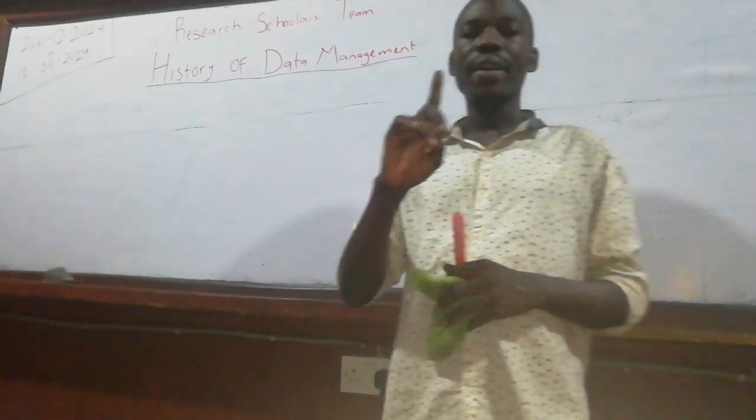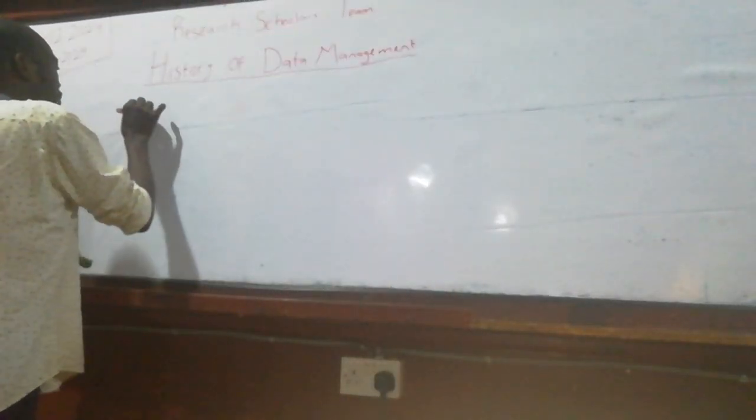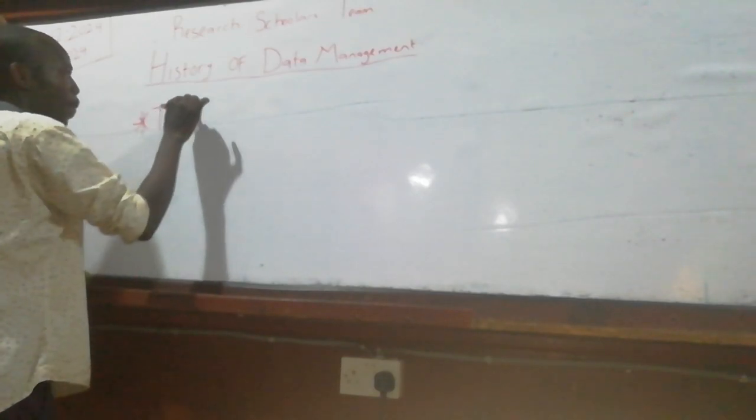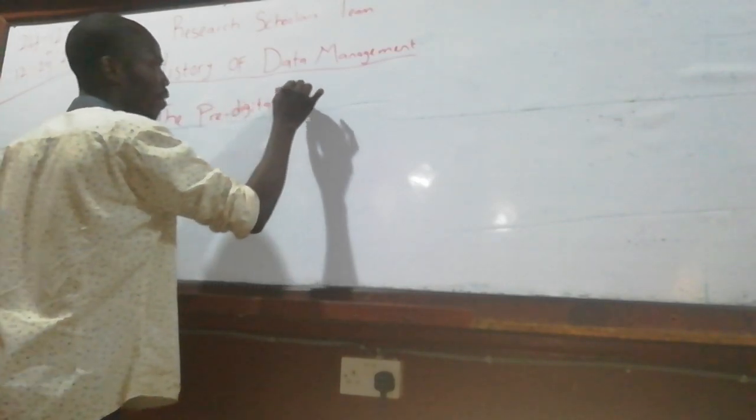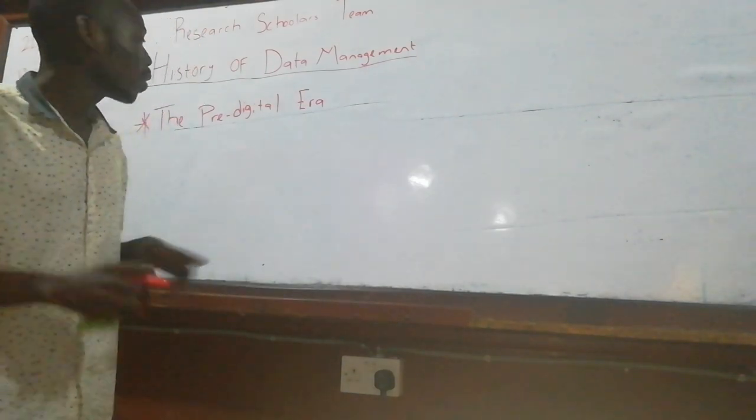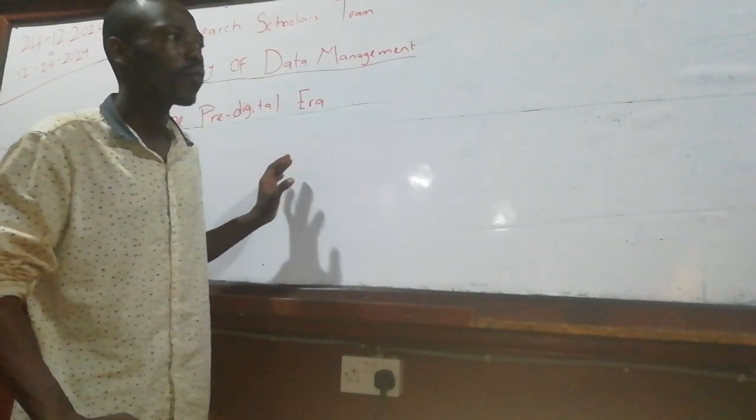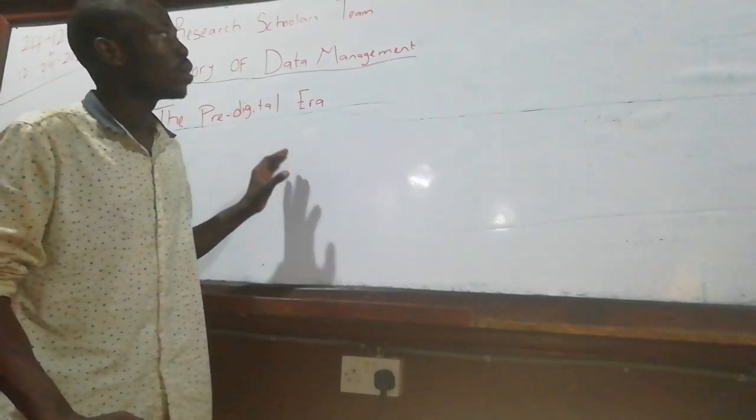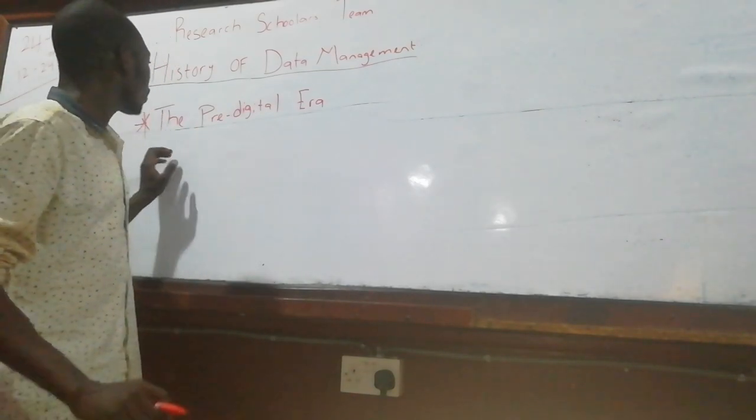So now, that takes us into what we refer to as eras of data management. And the first era is the pre-digital era. So what we are trying to say here is that before the world got digitalized, before the existence of computer machines and computer systems, organizations were managing data, and we want to look at how it was being done. So now the pre-digital era.